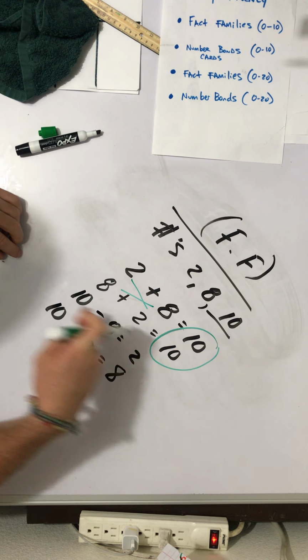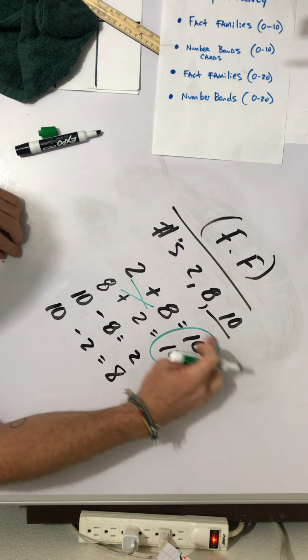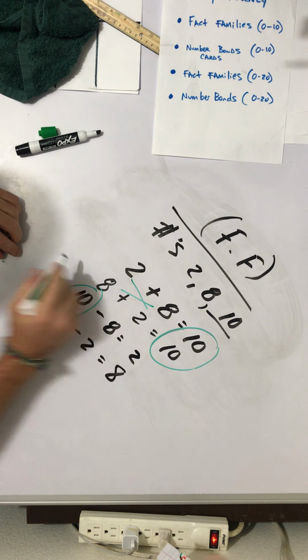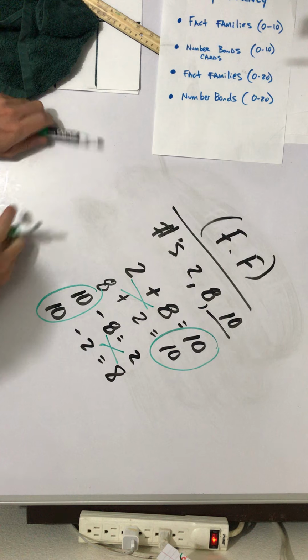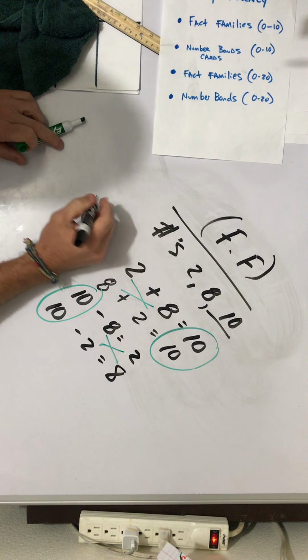Opposite of right is left. So the right had the larger numbers. Now the left has the larger numbers in our subtraction. X to check. My number bond looks like this.